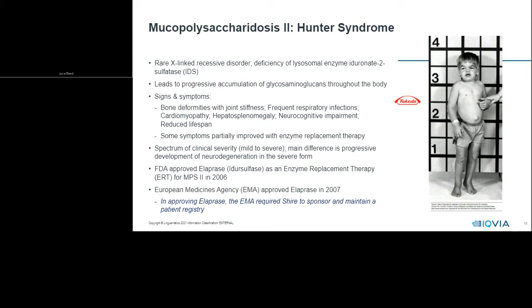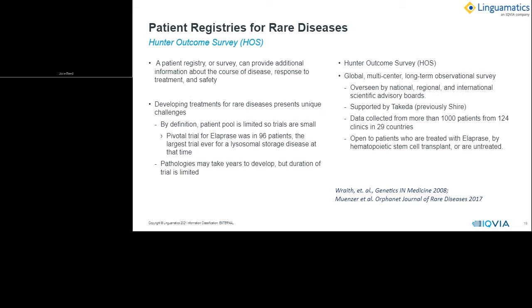So the FDA approved a particular enzyme replacement therapy from Shire called Elaprase in 2006. And that same medicine was approved by the European Medicines Agency in 2007. And in approving Elaprase, the EMA required Shire to sponsor and maintain a patient registry. So thinking a bit more about patient registries for rare disease: a patient registry or survey can provide additional information about the course of disease, response to treatment, and safety.